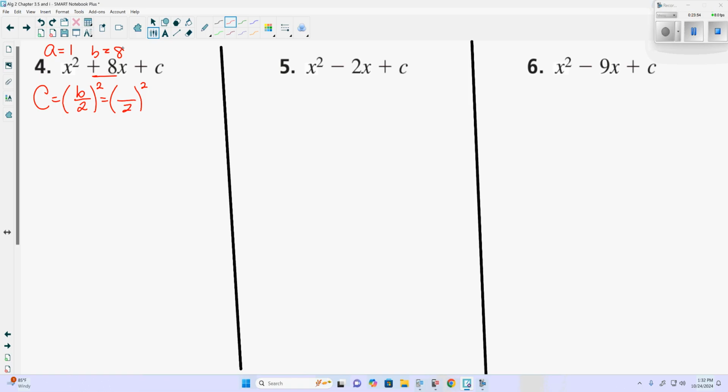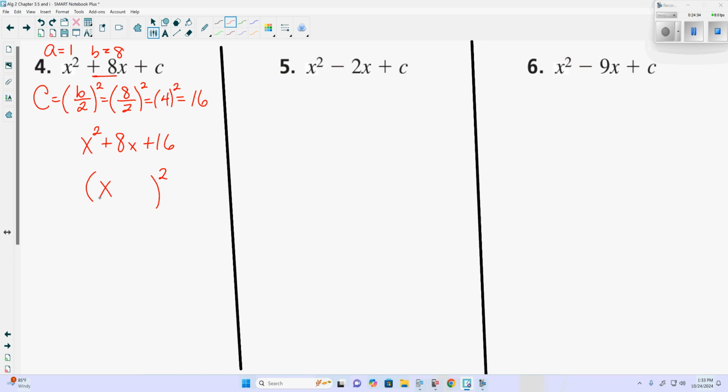And when we find c, c is equal to b over 2 squared. And for this here, b over 2 would be 8 over 2 squared. Can we divide 8 by 2? And what is 8 divided by 2? 4. Squared, and 4 squared is 16. So our perfect square trinomial is x squared plus 8x plus 16. That's half our answer. Now we need to factor it.